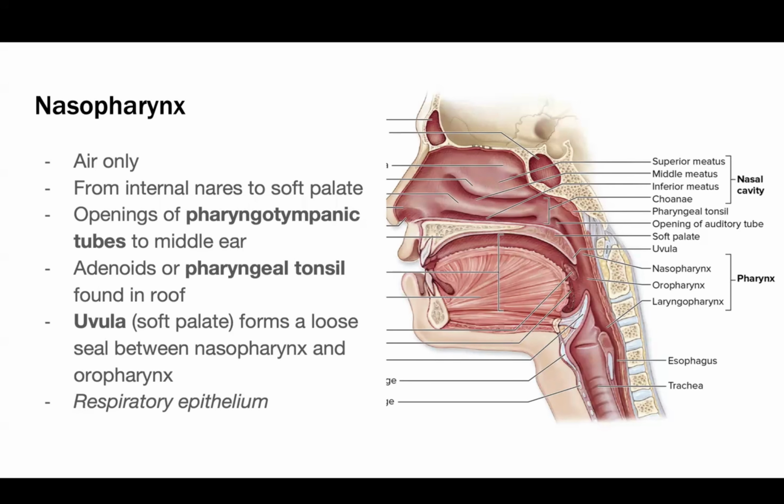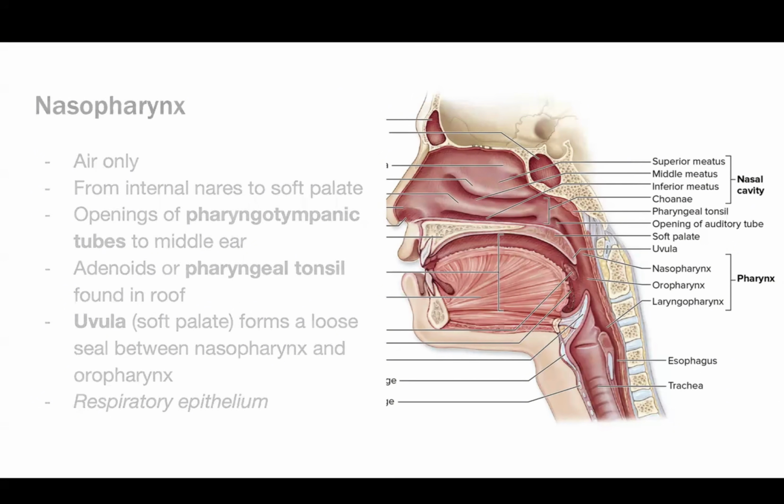Your pharyngeal tonsil also sits in the roof of your nasopharynx. These are clinically referred to as the adenoids, and it's an aggregate of lymphatic tissue that watches for pathogens coming in from the nasal cavity. Now, the uvula, remember the punchy bag looking thing at the back of your soft palate? It forms a loose seal between the nasopharynx and the oropharynx. This is important because you want food sliding down into the esophagus and not up towards the nasal cavity.